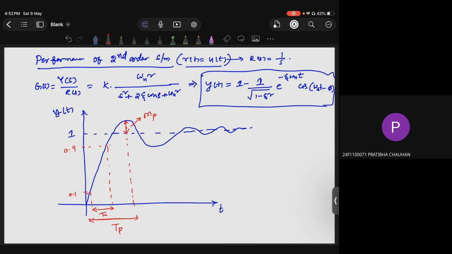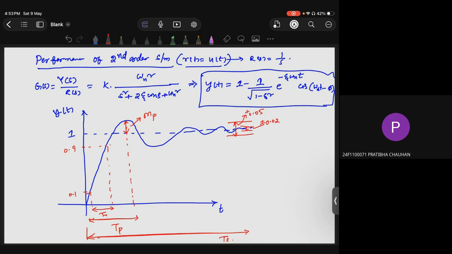Then we'll have two times. So this is the 0.02, plus or minus. I told you, 2% tolerance. This is 5% tolerance. This is 2% and this is 5%. So these are the things. The time to reach this value is nothing but the settling time. Time to reach this value is nothing but the settling time.